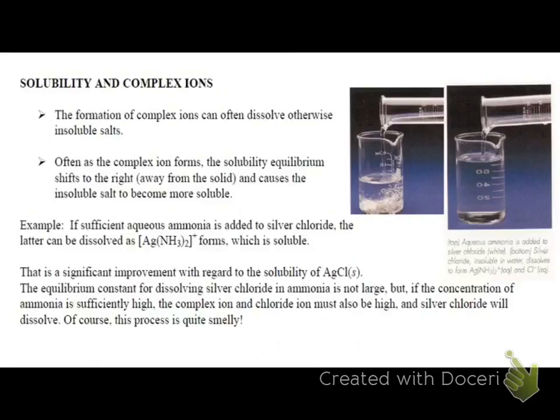All right, solubility in complex ions. The formation of complex ions can often dissolve otherwise insoluble salts. These are just some tips to know. Often, as the complex ion forms, the solubility equilibrium shifts away from the solid, causing it to become more soluble. If sufficient ammonia is added to silver chloride, the latter can be dissolved, and it will dissolve as this complex ion, which is soluble. That is a significant improvement with regard to the solubility of AgCl normally. That's just to let you know that can happen. Things can improve your solubility.